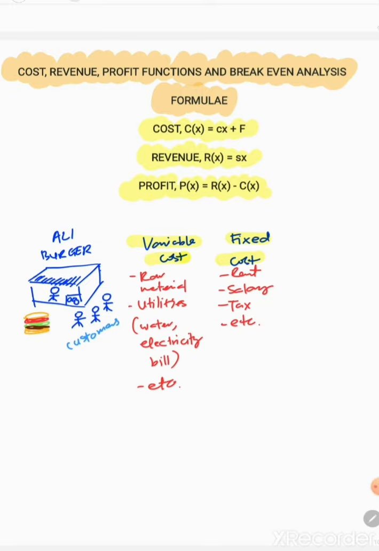Variable means that the cost will be changing every time, it is not the same. Today maybe he has 100 customers, that is his cost, and then tomorrow maybe there are 50 customers, and then we know that the cost keeps on changing. That's why we call it variable cost.